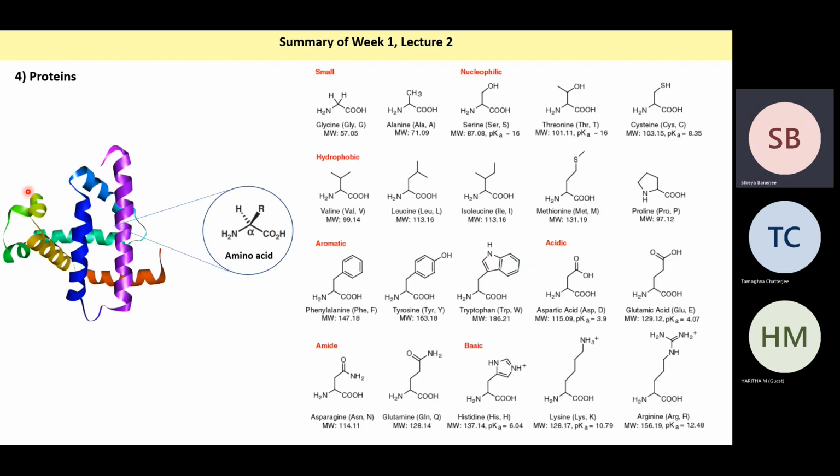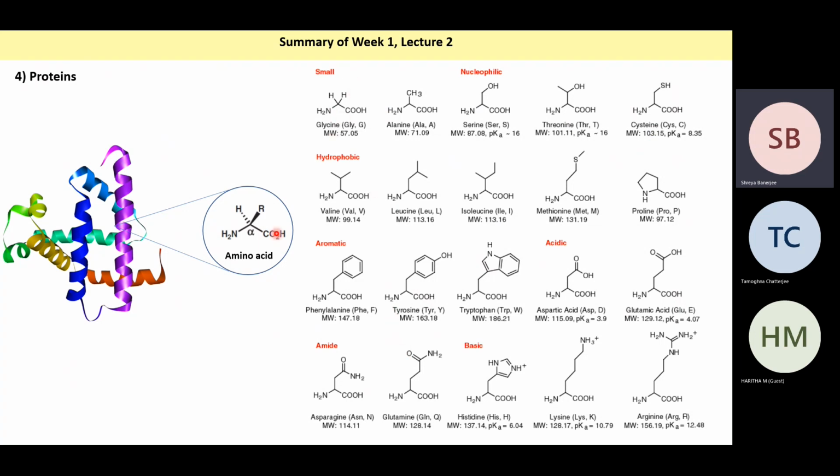The fourth kind of biological macromolecule is the protein, and the basic unit of the protein is called the amino acid. So amino acids have an NH2 group, a COOH group, an H group, and an R group. And the R group in naturally occurring amino acids can be of 20 types. So all the 20 amino acids are shown here.